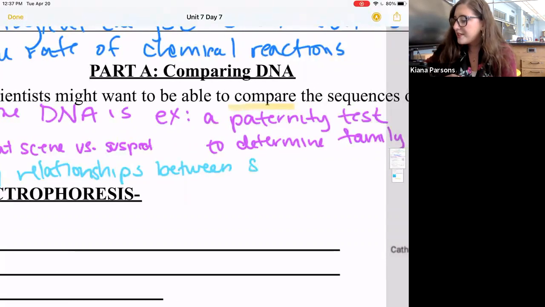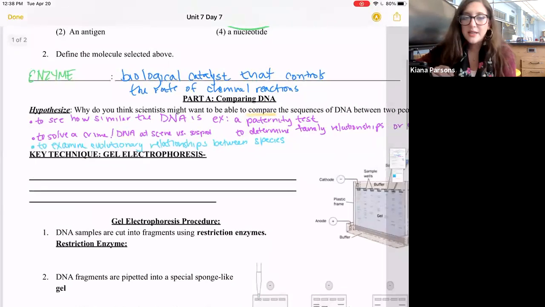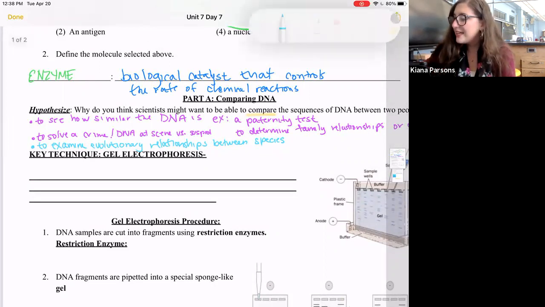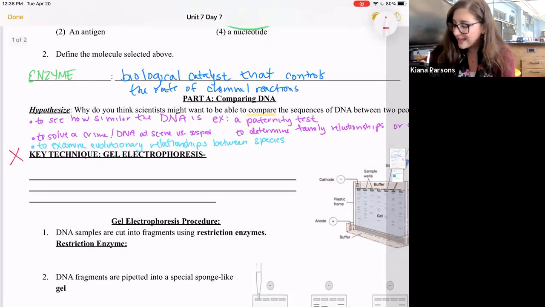And I know yesterday's video was a long one, so I'm going to try to keep this one a little shorter. Let's see if I can do it. So we're talking about gel electrophoresis here. This is a key technique for analyzing DNA. And this is really the only one that we're going to talk about.